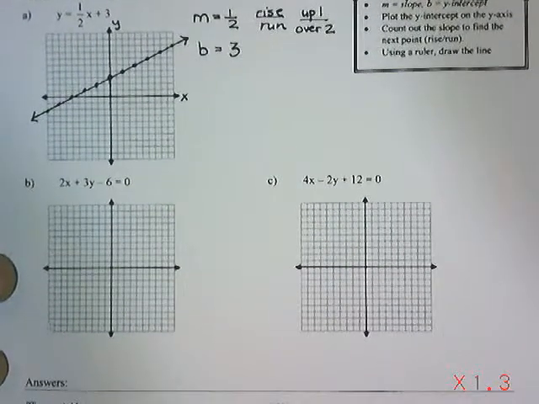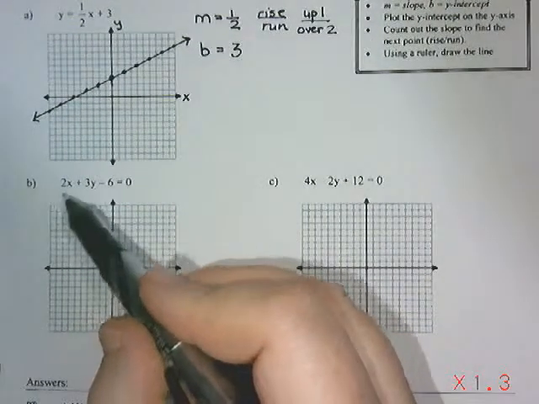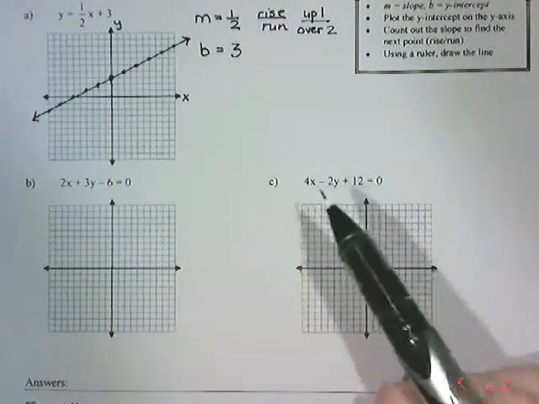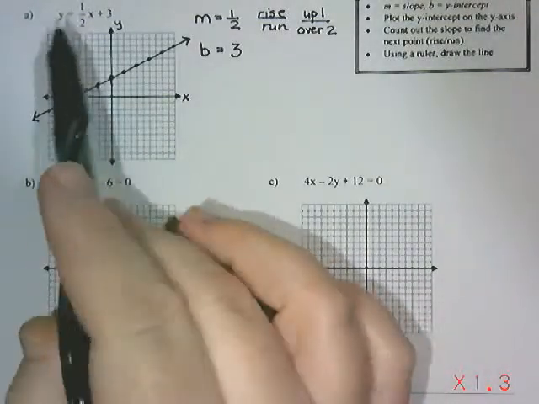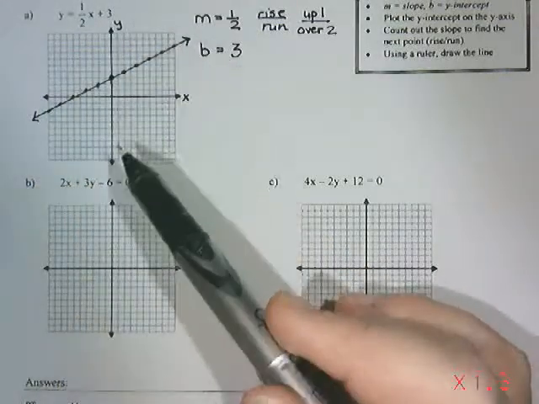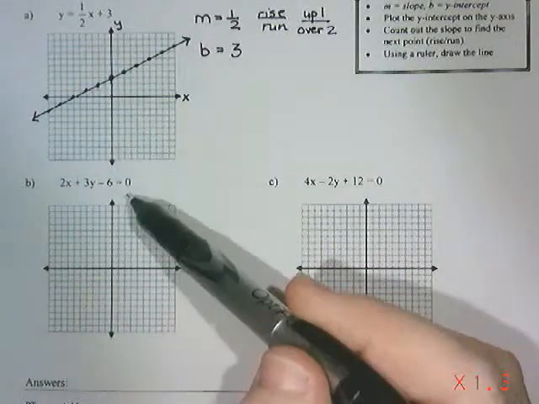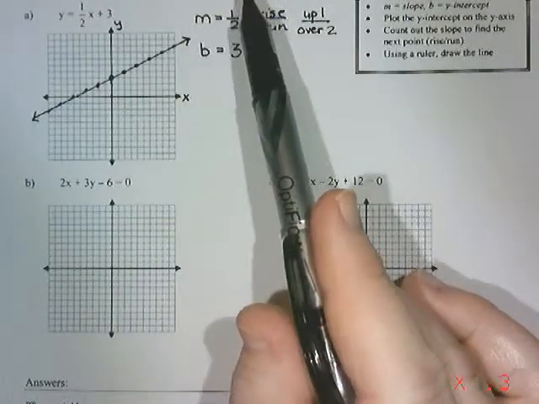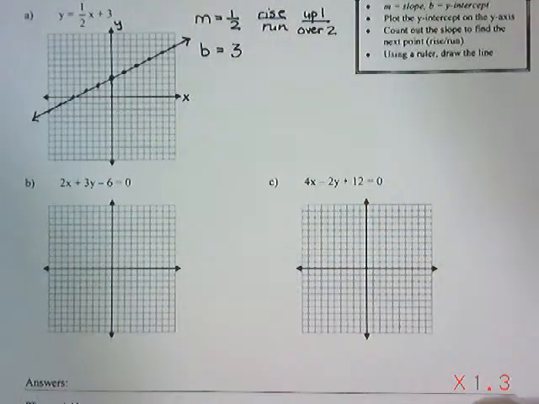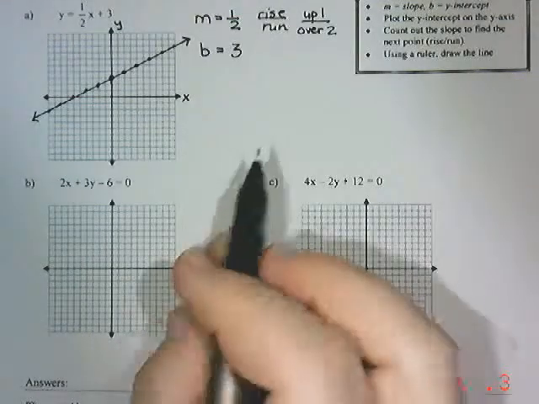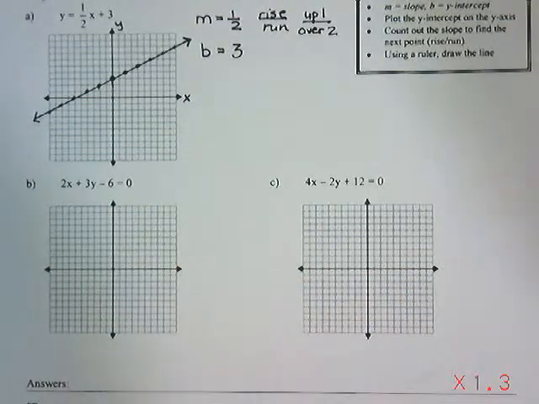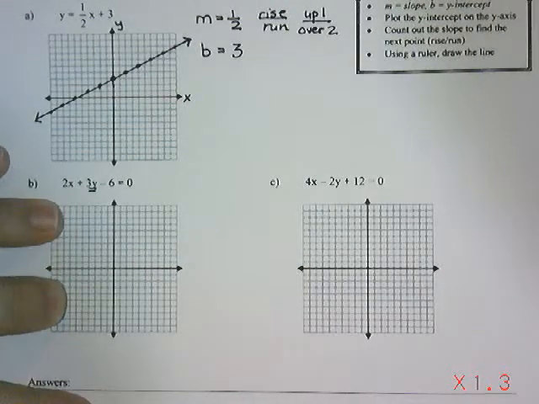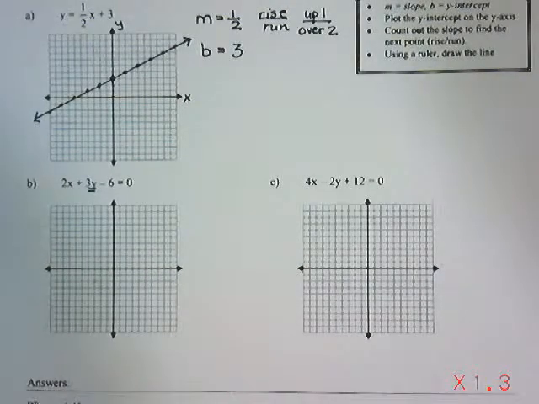Now, the second line here, I have 2x plus 3y minus 6 equals 0. And to graph that, this is not written in slope and y-intercept form. This is actually written in standard form. So if I wanted to graph it using the same method we just did, I would need to rearrange this first. So to do a little rearranging, I want to get it into y equals mx plus b. So I want to get that y all by itself and everything on the other side.